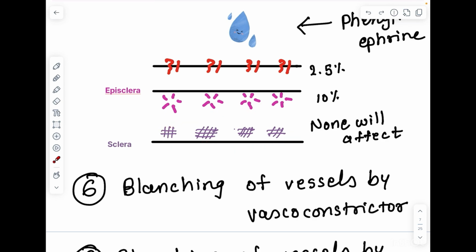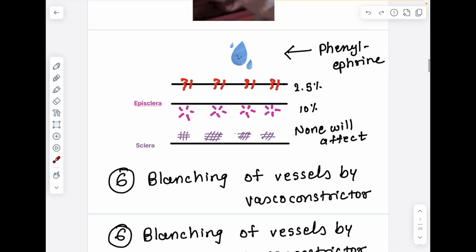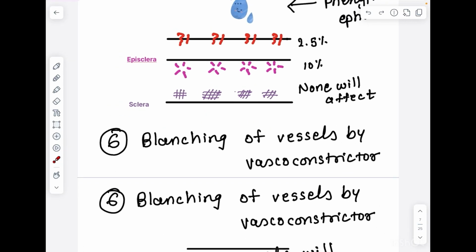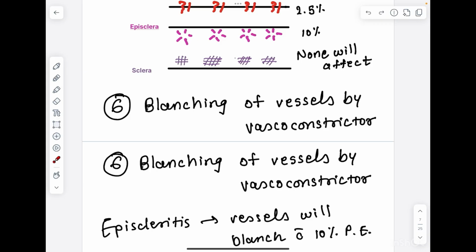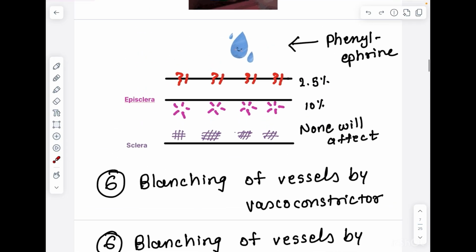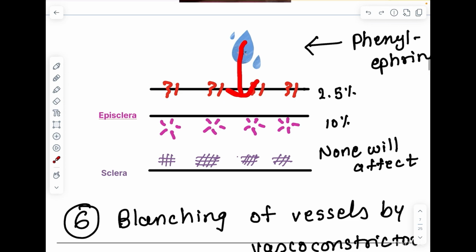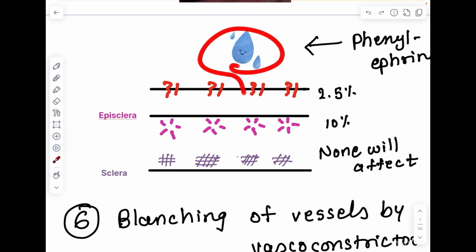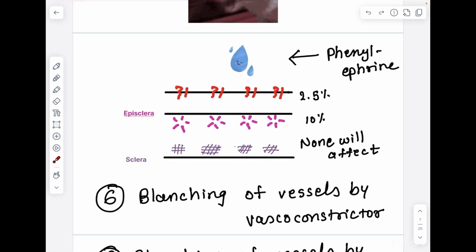As you can understand, the layers are deep, so it will not blanch the vessels because there is more connective tissue and stroma lying above them. So that brings us to an important point, that is blanching of vessels by a vasoconstrictor. In episcleritis, the vessels will blanch with 10% phenylephrine, while in scleritis, the vessels will not blanch even with 10% phenylephrine. We just have to remember this drop can penetrate till here, but it cannot reach till here. Okay, with this one drop image, we can remember this point.